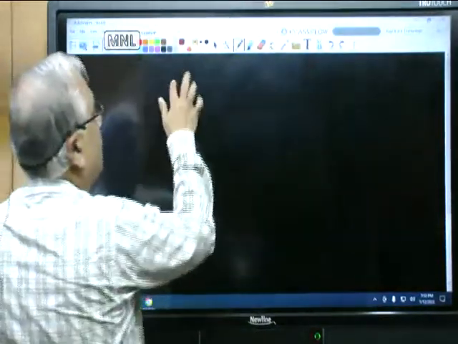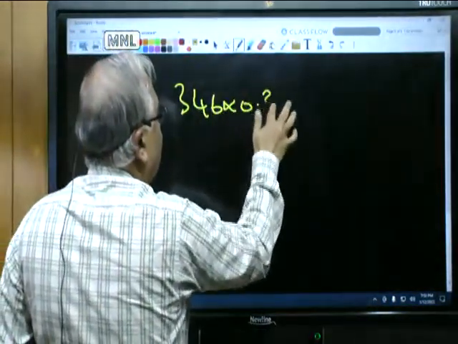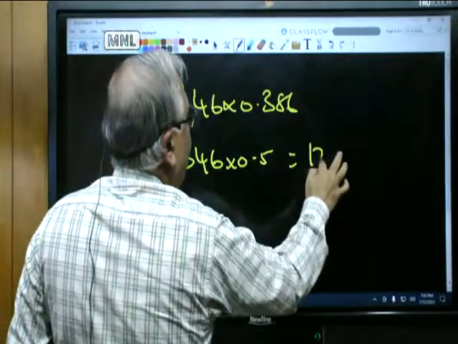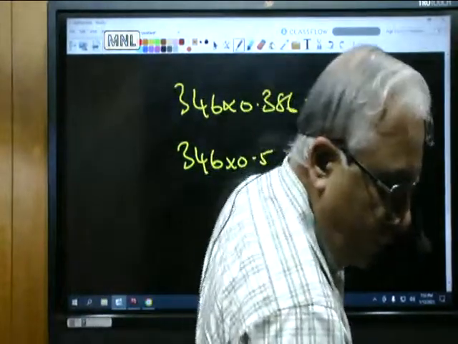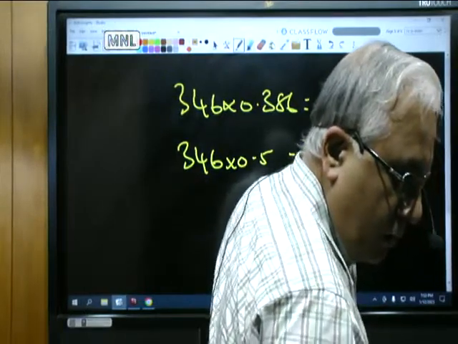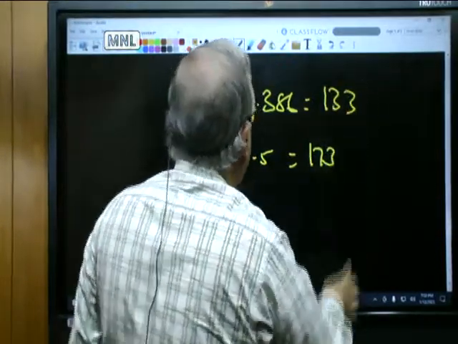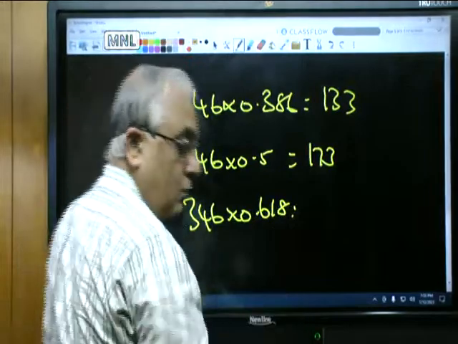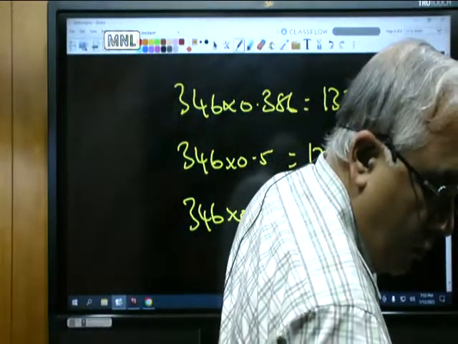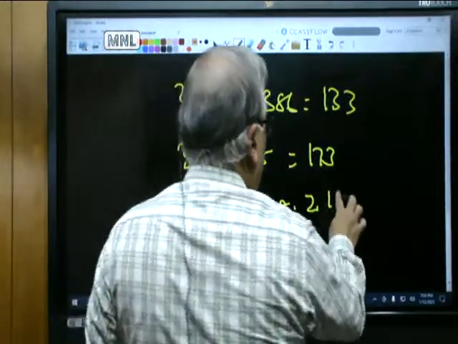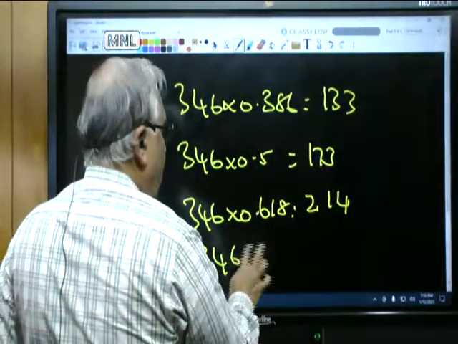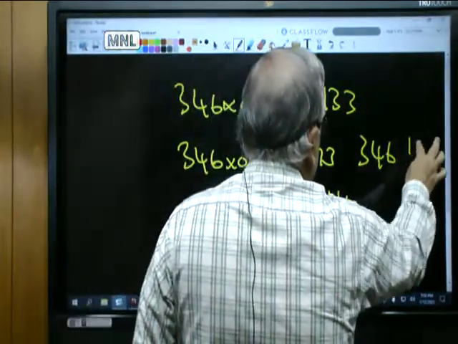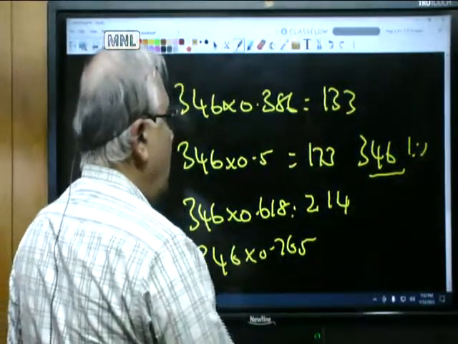Now 346 into 0.386. 346 into 0.5, which is not a Fibonacci, is 173. This is 346 into 0.386, which is 133. 346 into 0.618 is 214. 346 into 0.765, and then 346 full. Well, there is 1:1, right?